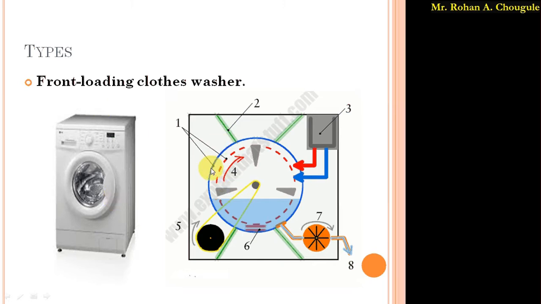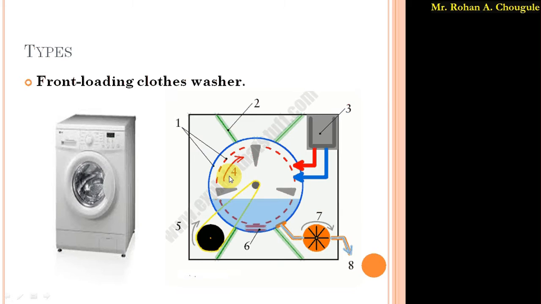So the first point shows the inner and outer drum. Then the second point shows the heavy duty springs which are used to absorb the vibrations. Then the third point shows the detergent tray, and through the detergent tray we get these hot water and cold water pipes which allow the water to get inside this inner drum.